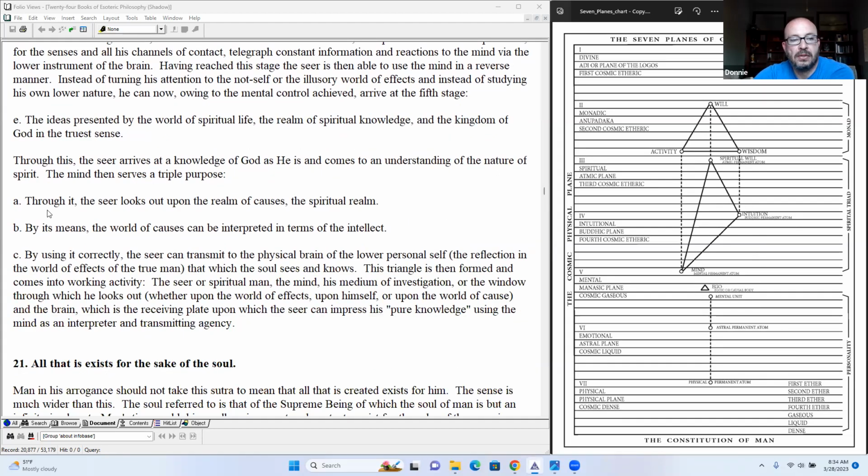The mind then serves a triple purpose. A, through it, the seer looks out upon the realm of causes, the spiritual realm. B, by its means, the world of causes can be interpreted in terms of the intellect. I say causes. It's coming down and it's coming into the brain, right? And then by using it correctly, the seer can transmit to the physical brain of the lower personal self. It's coming down to us here.